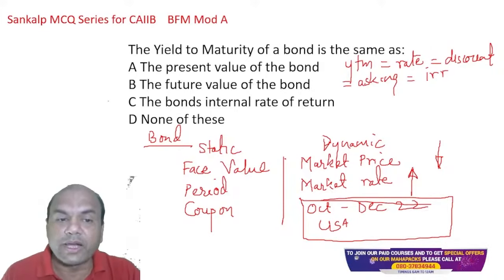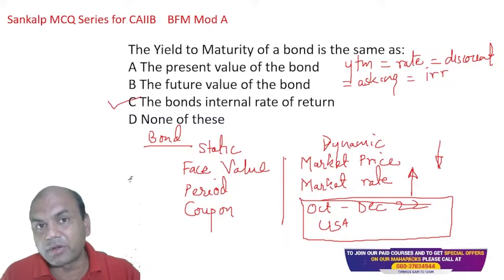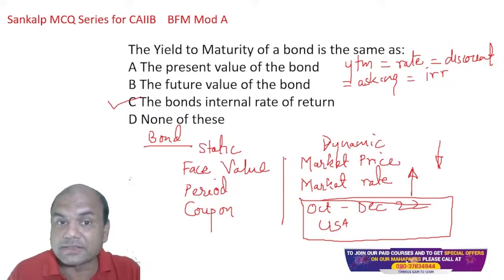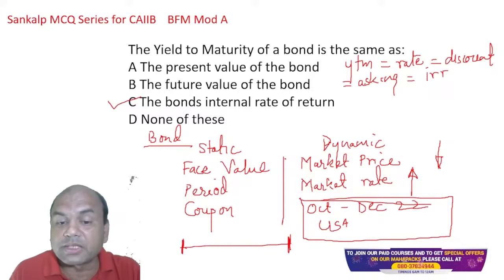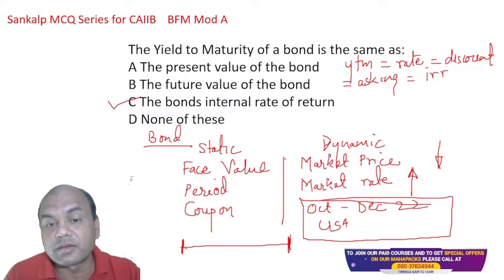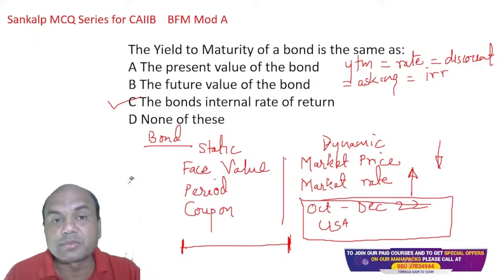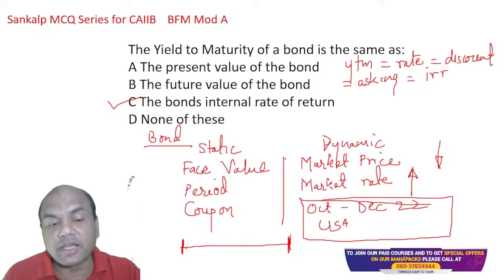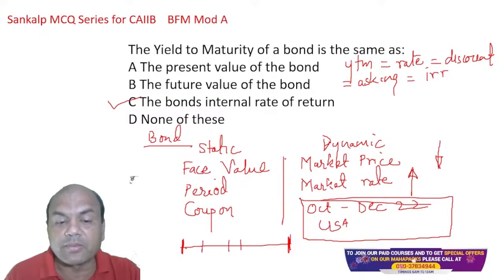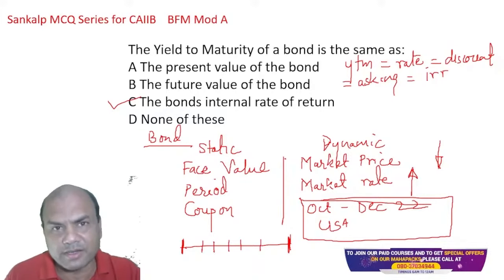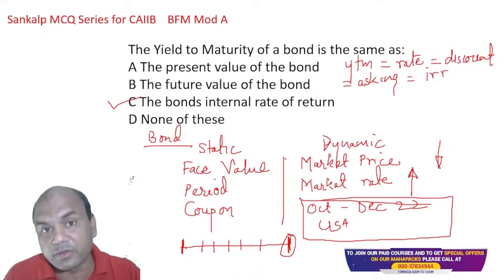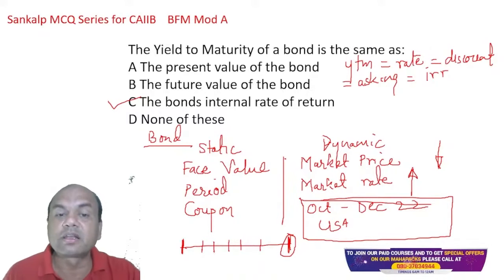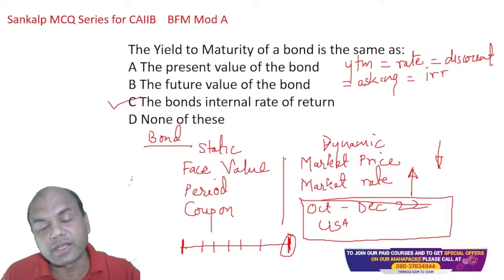So what is YTM? YTM means when I buy any bond and keep it up to maturity. Understand this. Suppose I buy this bond today and keep it up to maturity. Maturity means I am not selling that bond till the end. So what will I get? Every year, or every 6 months, whatever is decided, I'll be getting the coupon, a fixed rate of interest, and in the end I'll get the complete face value also. So this is known as the bond's internal rate of return, or it is called YTM.